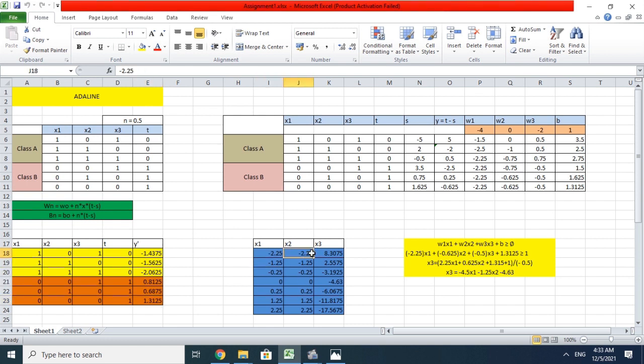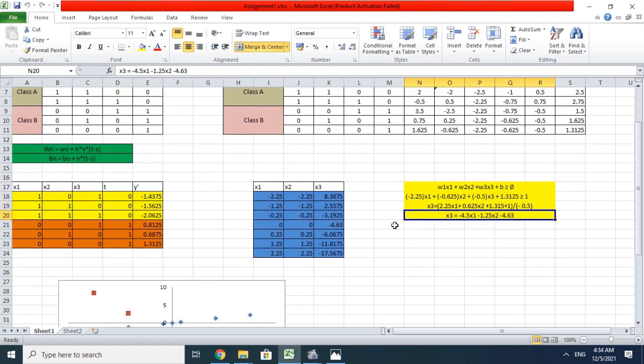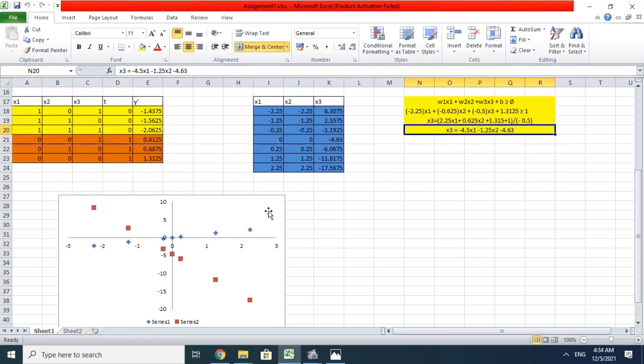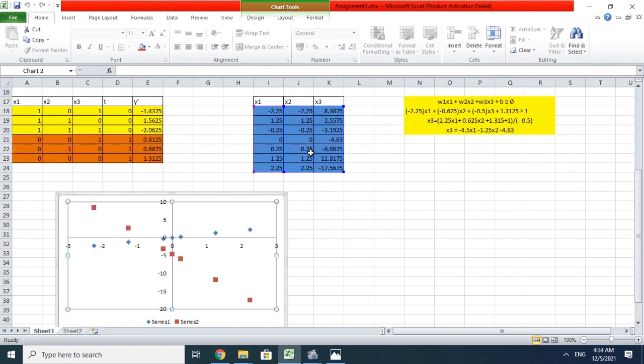Okay, how we get this value, we need to use this formula: w1 x1 plus w2 x2 plus w3 x3 plus a bias. Okay, right. So we use this value, the number of the upper and the lower. So next, this is the graph value that we get from the value of the x1, x2 and x3.